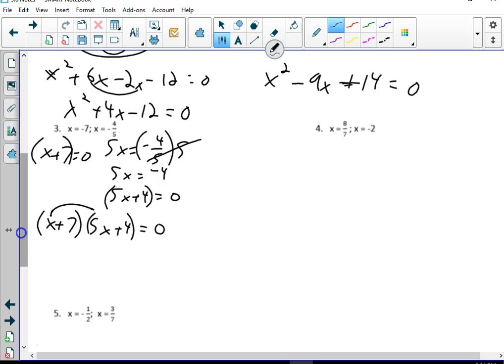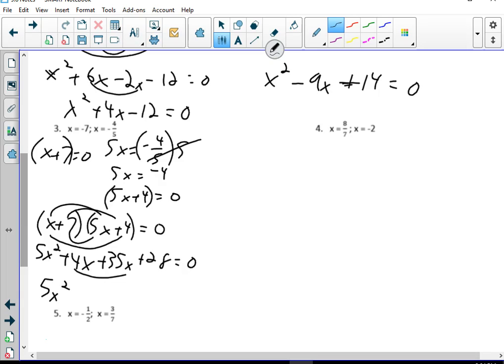X times 5x, 5x squared. X times 4, 4x. 7 times 5x, 35x. And 7 times 4 is 28. Join my like terms. The quadratic is 5x squared plus 39x plus 28 equals 0. And if you're asked to factor that, you just work backwards, and you end up with x plus 7, 5x plus 4. It's just a circle. It's the life cycle of the quadratic. Factor, multiply, factor, multiply.